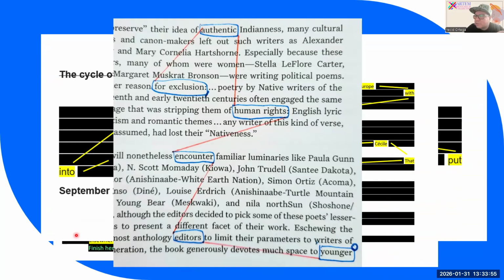And then I did try to do a similar thing and try to connect the dots, connect words that resonated with me at that moment. So, for example, younger editors encounter human rights authentic for exclusion, right? So, trying to connect, play around with words, playing around with circles and lines and colors, and all of this has some kind of meaning.